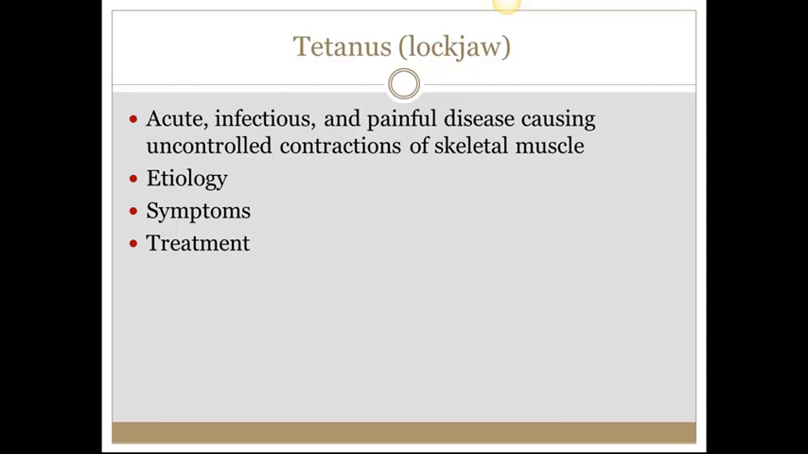Tetanus, also called lockjaw, is an acute, infectious, and painful disease causing uncontrolled contractions of the skeletal muscle. The etiology is a toxin produced by Clostridium tetani. The toxin travels in the blood and attaches to muscle or motor neurons, producing a stimulus to contract the muscle. Symptoms include tetany, high fever, tachycardia, dysphagia, and intense pain. Treatment, cleansing the wounds, immunizations.